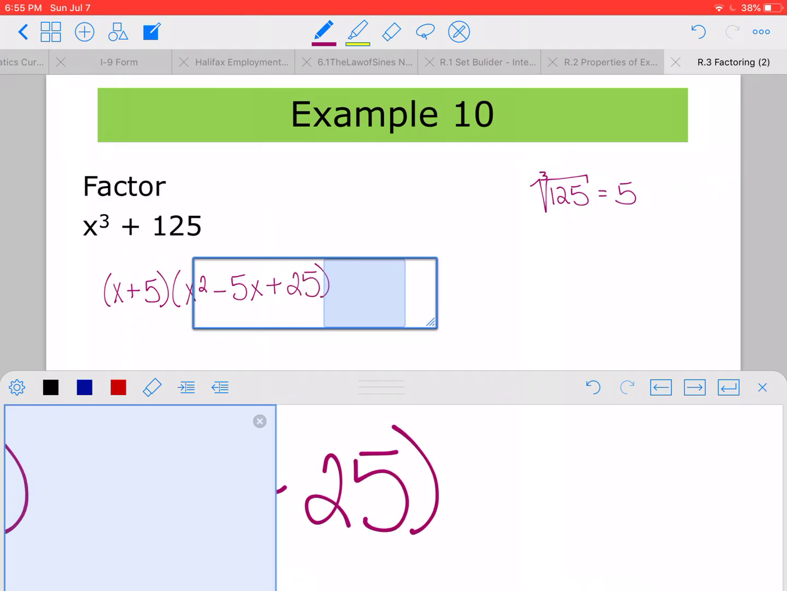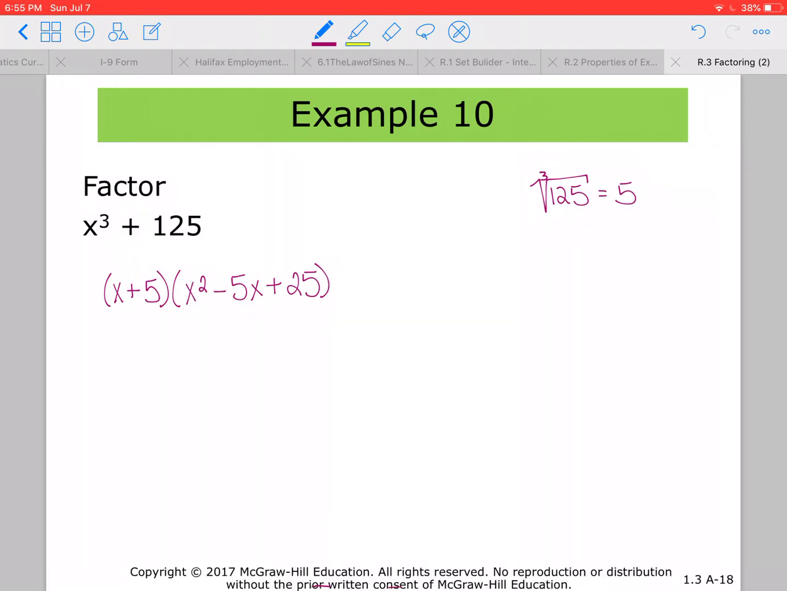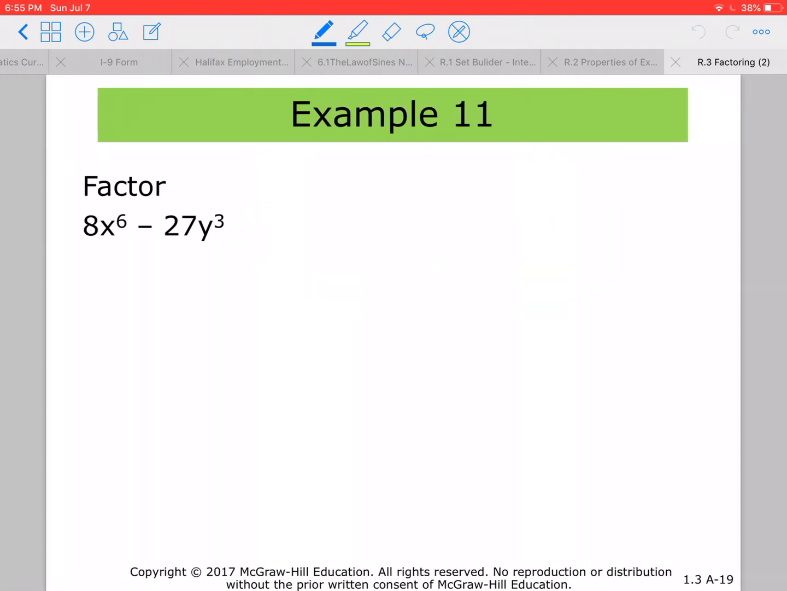Now you need to look at this before you end here and make sure that you can't factor that trinomial there. Is there anything that'll multiply to give us 25 that'll add to give us negative 5? No. So we're good to go. That's as far as you can go. Look at this one. This time, we also have a difference of cubes.